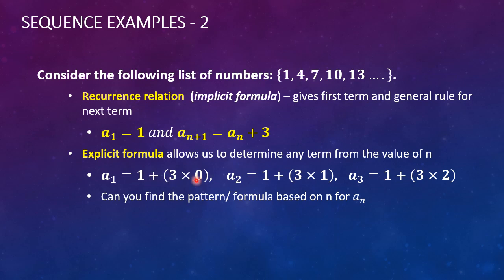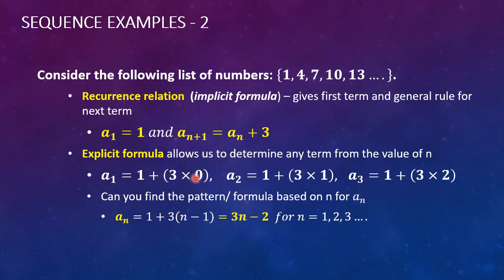So 1 and 3 are constant in all of these formulas, but the number that's changing is this number, 0. Think about its relationship with n. The number that's changing is this one. It's 1 when n is 2, and it's 2 when n is 3. So if we think about a formula for a sub n, we get 1 plus 3 times n minus 1. If n is 2, then this number is n minus 1. If n is 3, this is n minus 1. So we get a sub n equals 1 plus 3 times n minus 1.